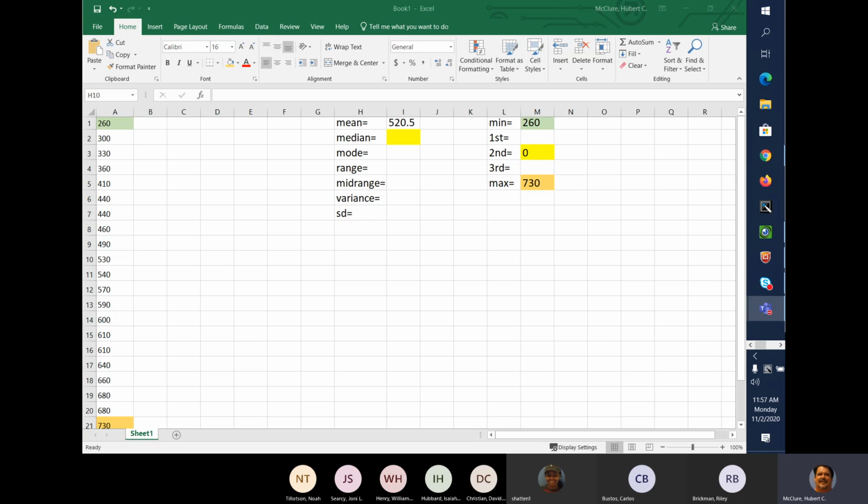All right. So does anybody not know how to find the average? Everybody should know how to find that. Add them all together, divide by how many?